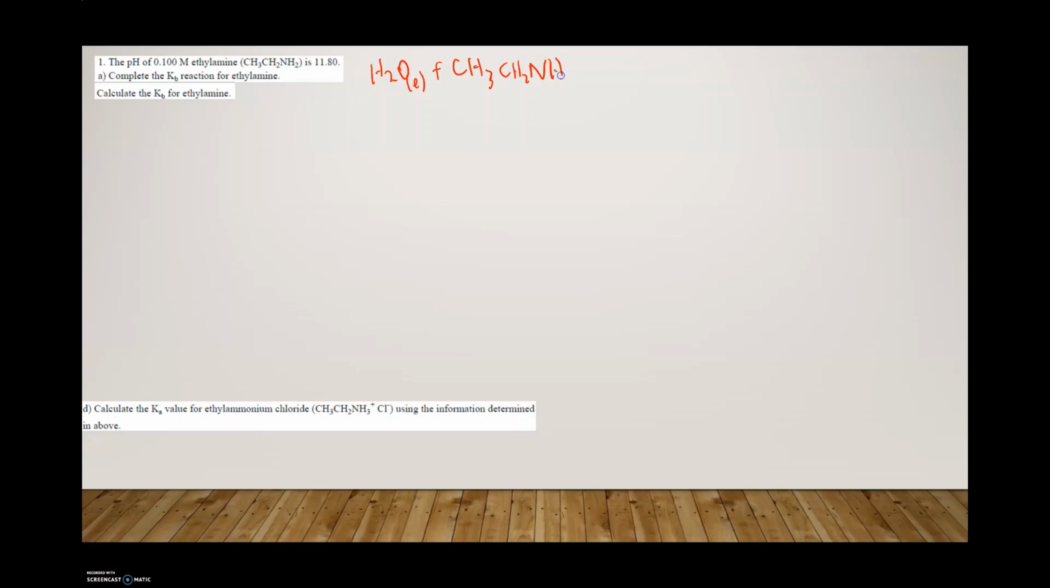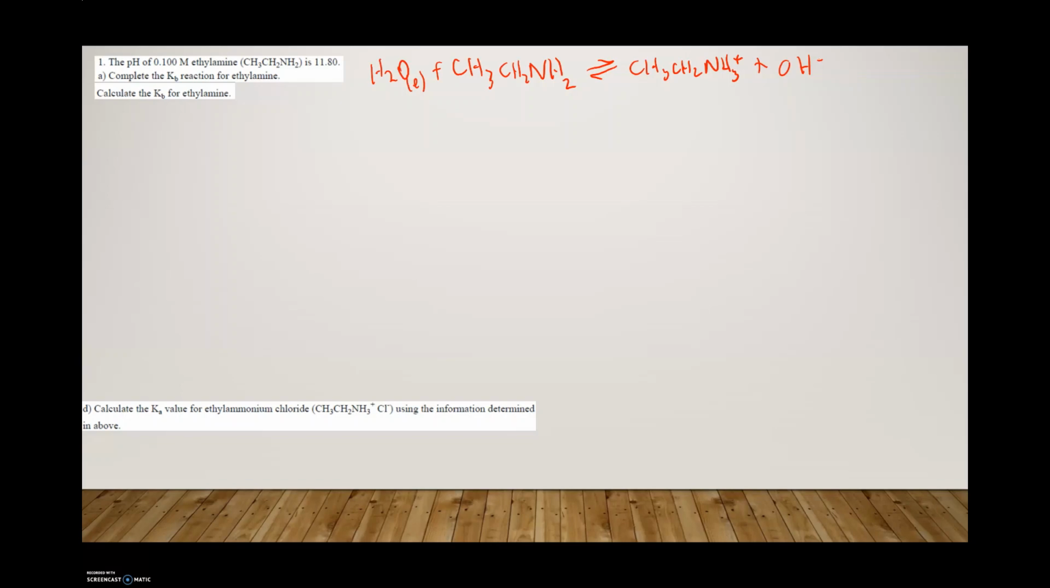Find the amine group because that's where the action is going to happen. What's going to happen here is you're going to add the hydrogen to the NH2. So you're going to form CH3CH2NH3 with a +1 charge because you have an extra hydrogen, and you'll be left with hydroxide remaining from the water. Alright, so that's the Kb reaction.